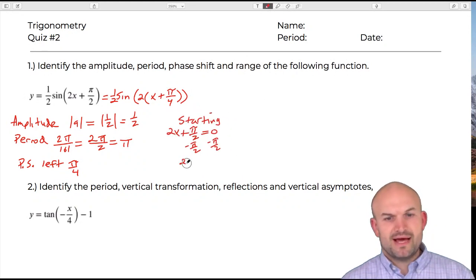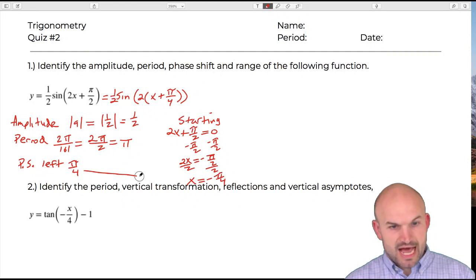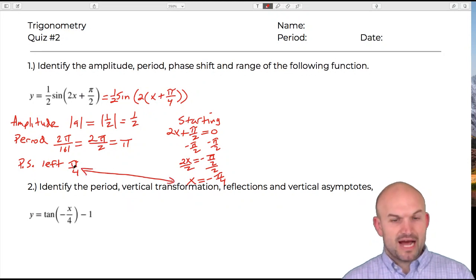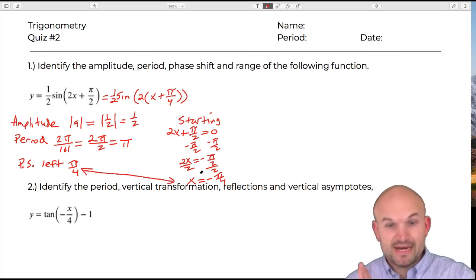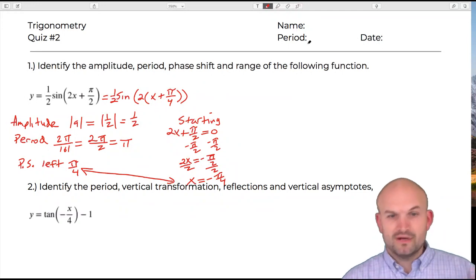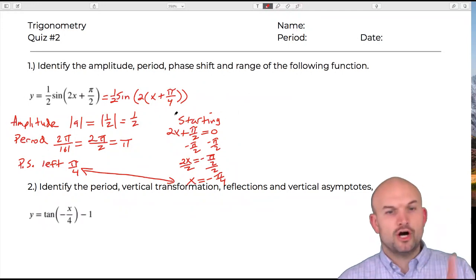Then you'd have 2x equals negative pi halves. And then you divide by 2, divide by 2. Now it starts at x equals negative pi over 4. So again, you can see how that left pi over 4 is changing, because instead of starting at 0, now you're starting at negative pi over 4. So that is just another way to kind of understand that.